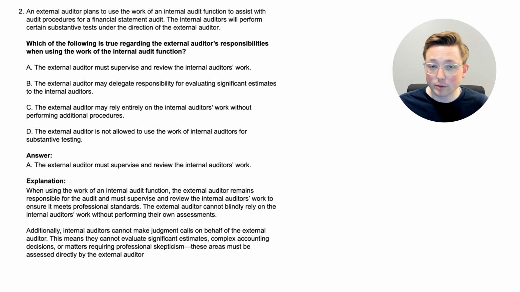So that's something super important that you need to know. Internal auditors cannot make judgment calls for the audit. So they can't make significant estimates, they can't evaluate complex accounting decisions, they can't do things that require professional skepticism. Again, when it comes to professional judgment, the internal auditors cannot do that. That's the responsibility of the external auditor. Now with that, we learned a little bit more about the internal audit function.